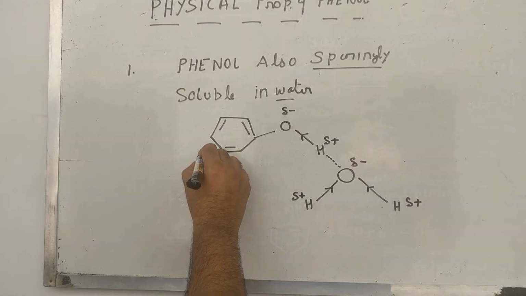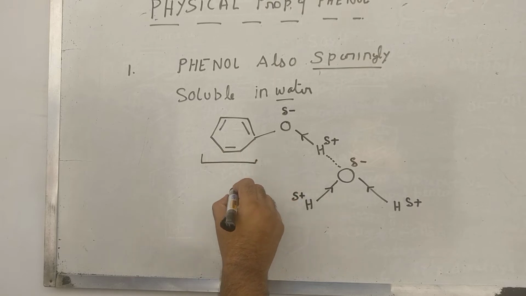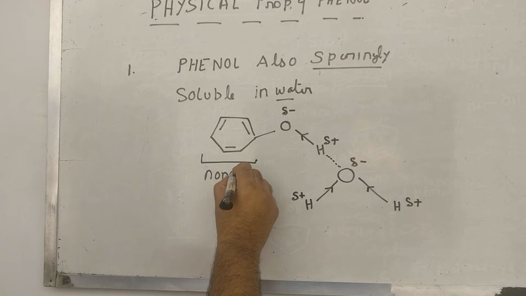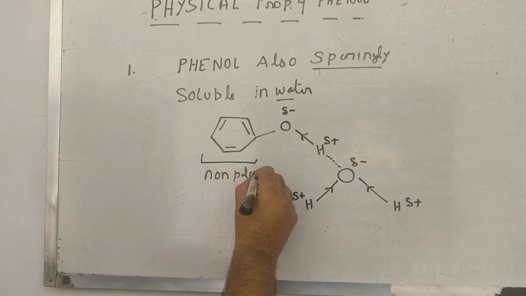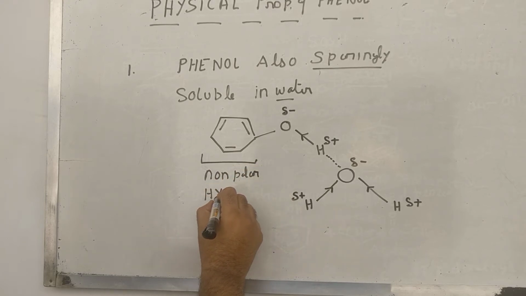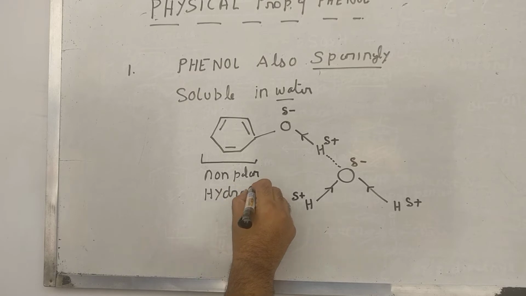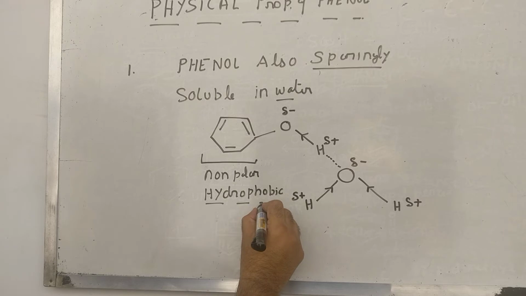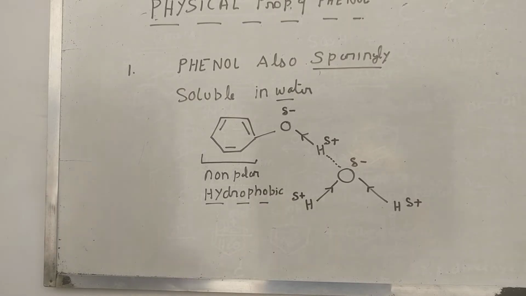But you can see phenol has got such a big phenyl group, or the benzene ring, which is non-polar, or water hating, that is hydrophobic. Because phenol has got such a huge water-hating part, the benzene ring, its solubility in water will be very, very less. It is sparingly soluble in water. So the first point is that phenol is sparingly soluble or less soluble in water.